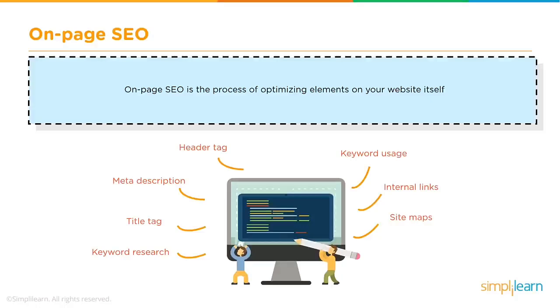And so some of those elements are headers, meta descriptions, title tags, linking. All of those elements are something we can control as an end user who wants to rank our web page and our website on Google.